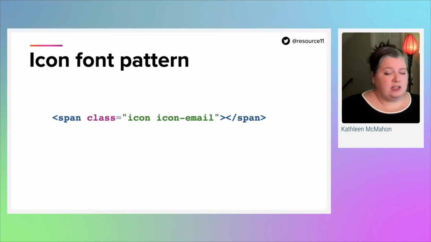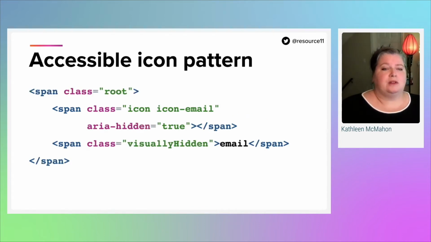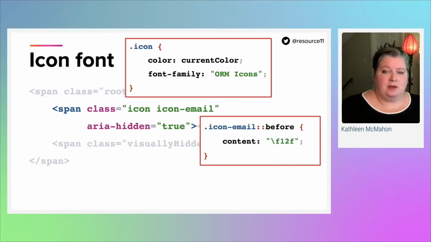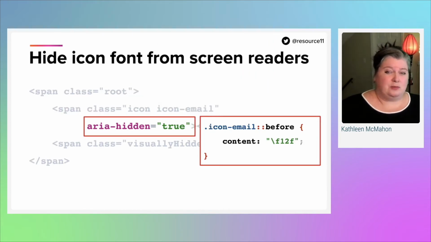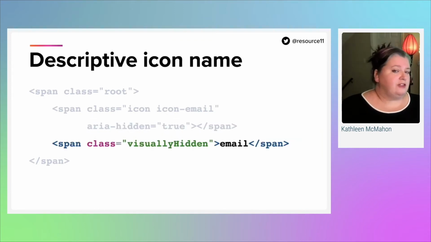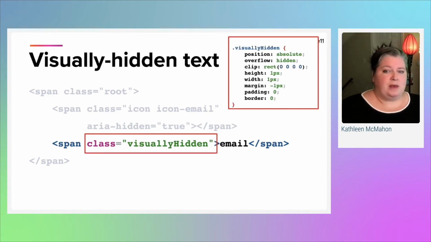But it's not accessible. This is an accessible icon pattern. Let's break it down. We have a span containing our icon font, and it's been sprinkled with a pinch of aria-hidden equals true to hide the icon font from screen readers. We also have a sibling span to that first span, and it contains the descriptive name for our icon. That span has a visually hidden class added to it. This will remove the visual presentation of the text, yet keep that text available to screen readers.